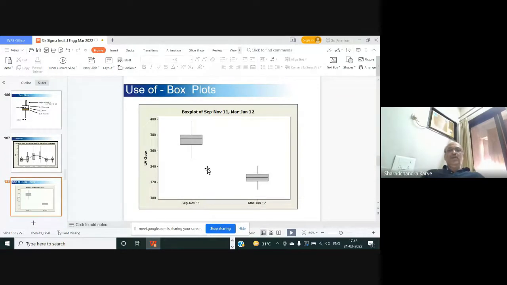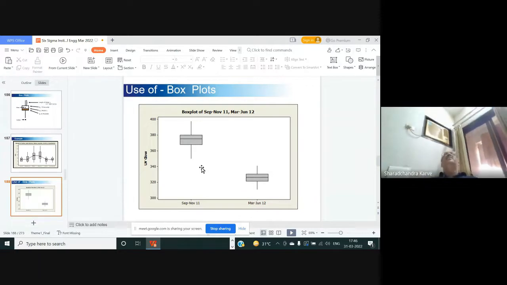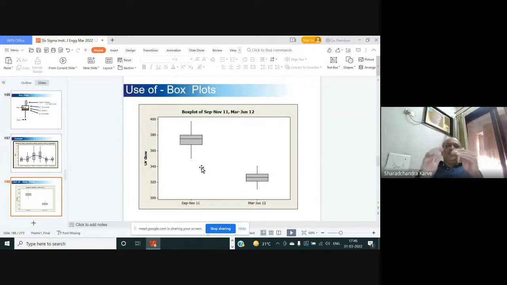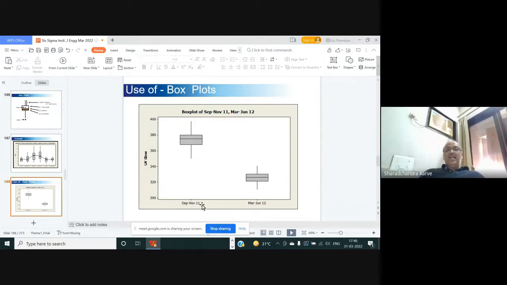Another example, which is done at the end of a project: I have been repeatedly saying that your process has to be statistically different from your baseline. So you have to improve your process statistically. Probably you can look at this. We compare box plots of baseline data versus improved data. It is a lower-the-better function, that is UV glow. When we took up this project in September to November 11, the figures were like this. When we improved the process in March to June 12, the average was like this.